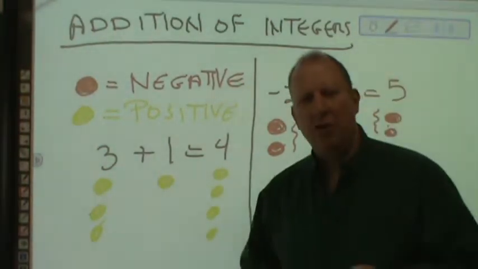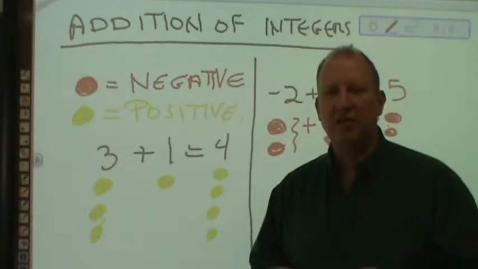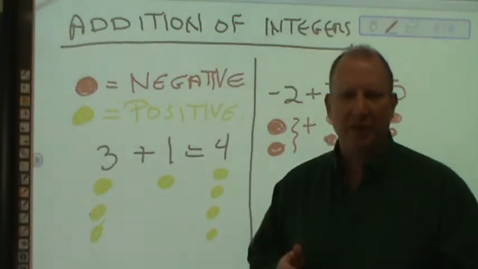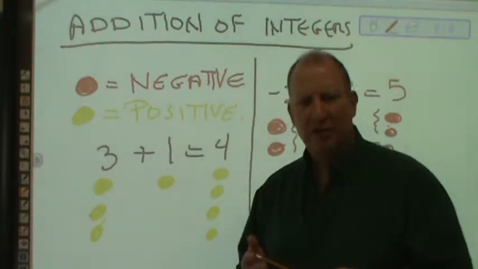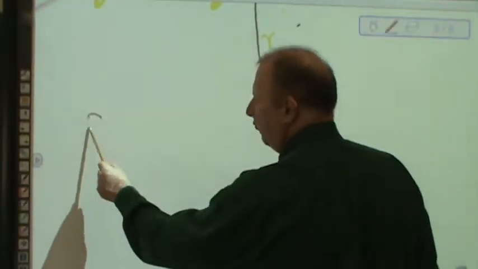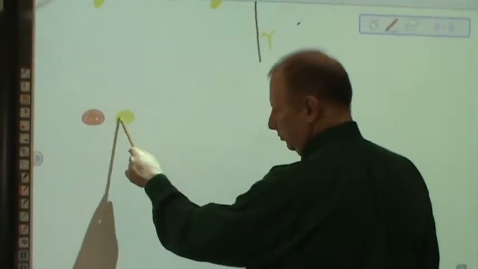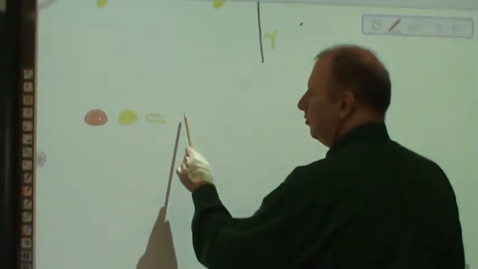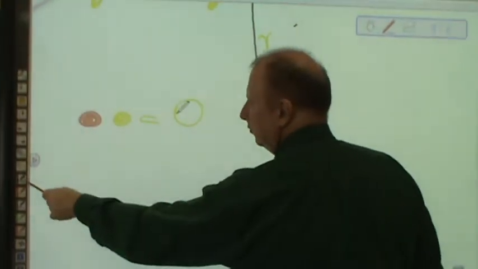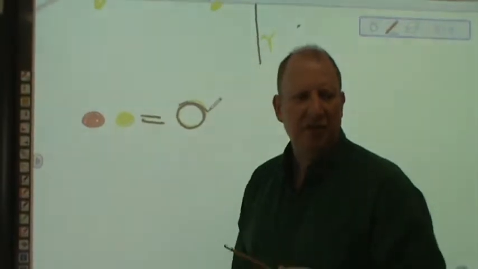Let's say you owe someone $1 and you paid it back. Now you owe nothing. Let's say you went down 1 flight of steps and then up 1 flight. You're at the same point that you started with. So what I'm really saying is that 1 red and 1 yellow will be equal to 0. Now when you have a red and a yellow, they cancel each other out.